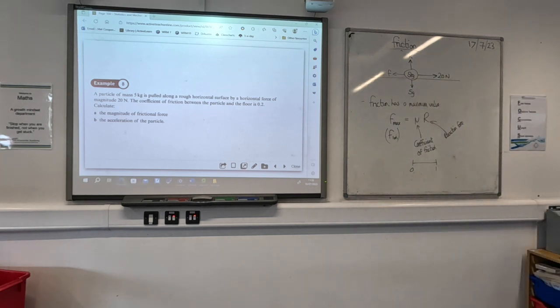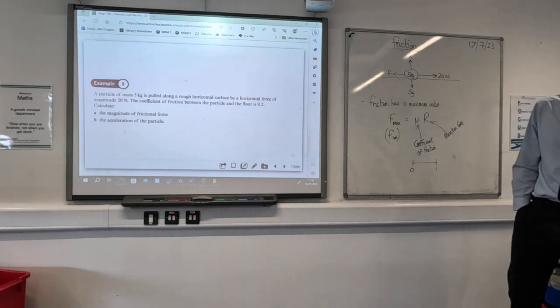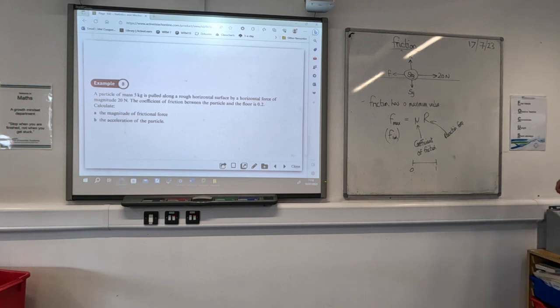So this is my situation here. It's being pulled, and it doesn't say in the question which way, so I've just made an assumption it's going to the right. So friction, I'm using the F to stand for friction, is opposing that motion.